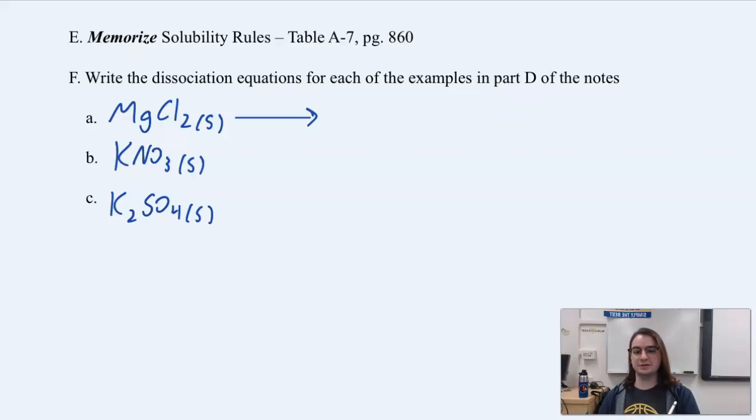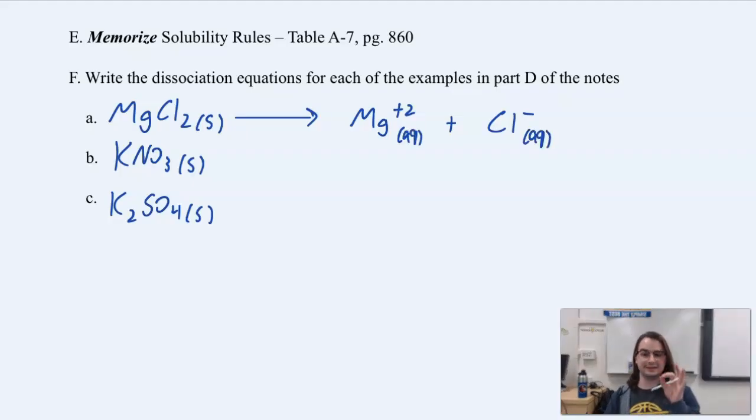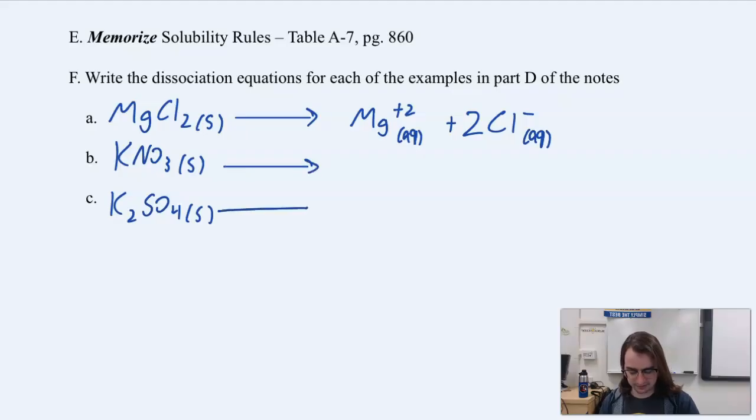So remember that a dissociation equation means that we are taking a solid, a soluble solid, and we are breaking it apart into its ions. This is magnesium chloride. The first thing you do is you write what they are as ions. Magnesium forms a +2 ion, chlorine forms a -1 ion. All ions are aqueous, and then our last little step is that we have to make sure that it's balanced. It's as easy as that. Why don't you try out potassium nitrate and potassium sulfate and see how they go.